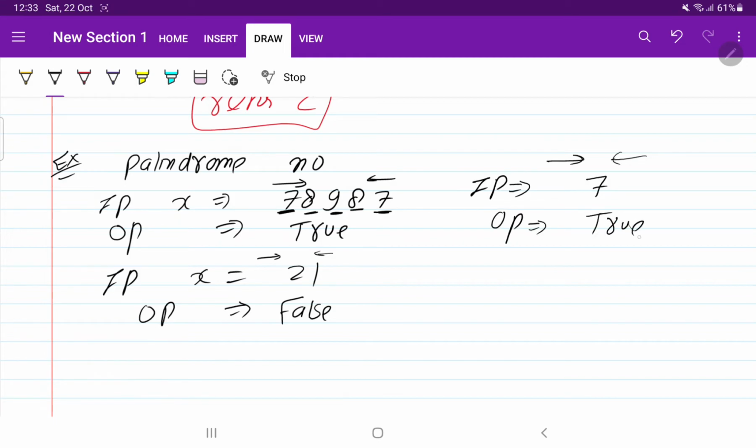So if you start from the front and the end, what will the output be? The output will be true only, because you are getting the same digit whether you start from the front or from the end. Now pause the video for 1 minute and try to think of the logic, how you are going to solve this problem. Okay, in terms of the computer, by eyes we can see that the first number is the same, the second is the same.